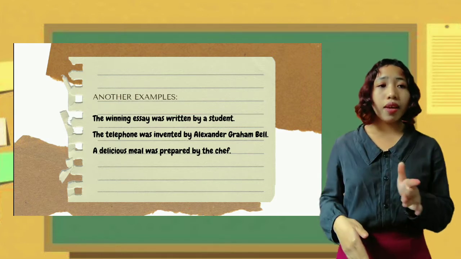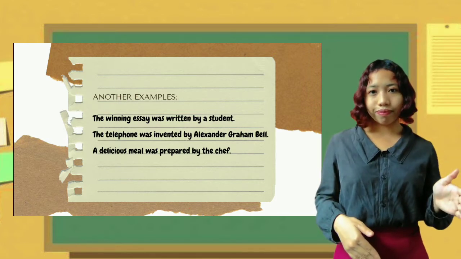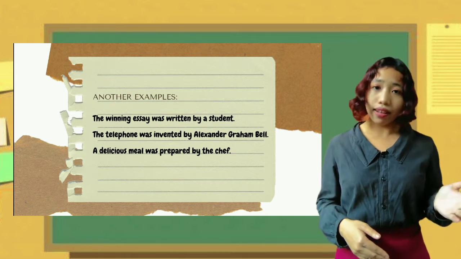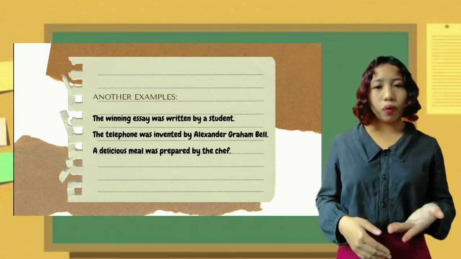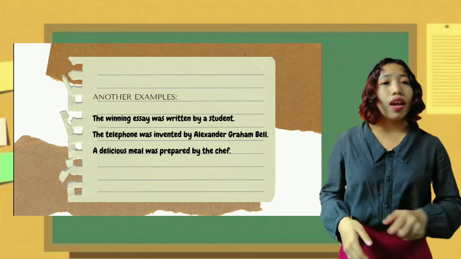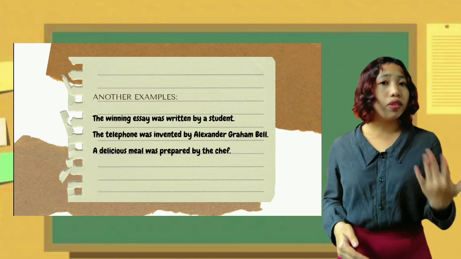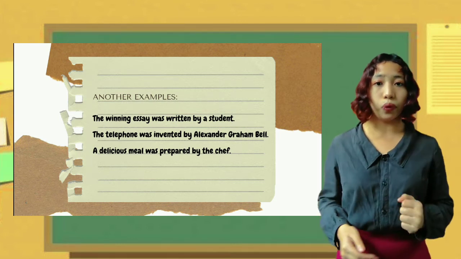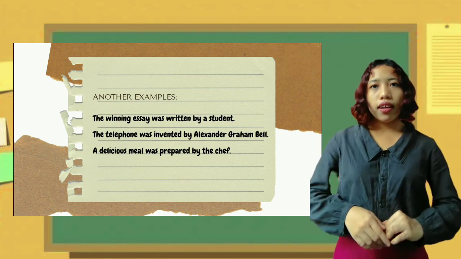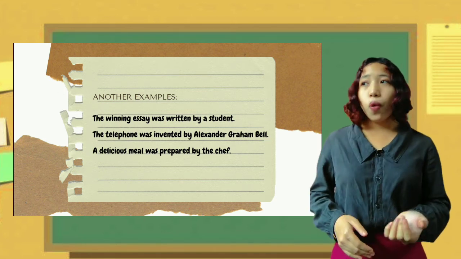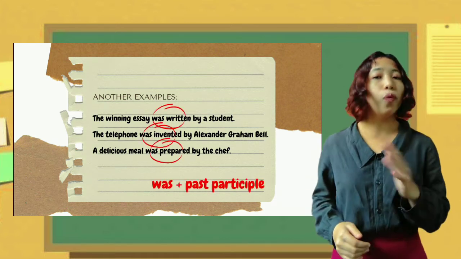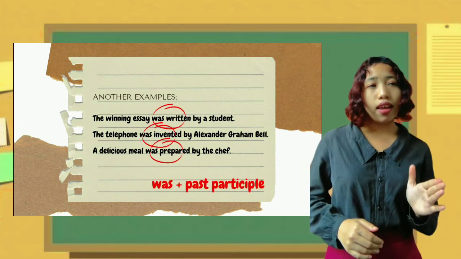The winning essay was written by a student. The telephone was invented by Alexander Graham Bell. A delicious meal was prepared by the chef. In each sentence, we can observe that the subject is the receiver instead of the doer of the action. And also, as you all notice, when the subject is the receiver, the form of the verb is made up of was plus past participle.